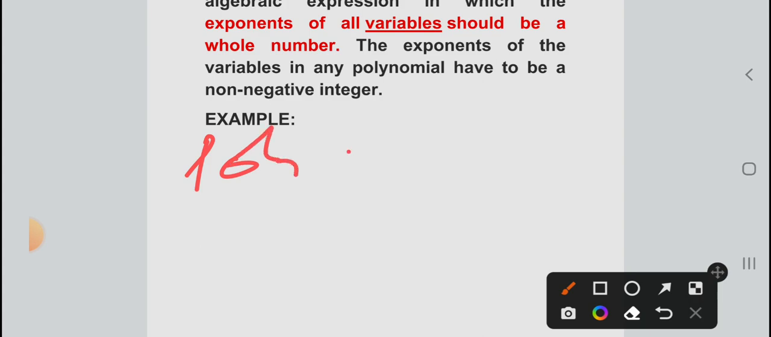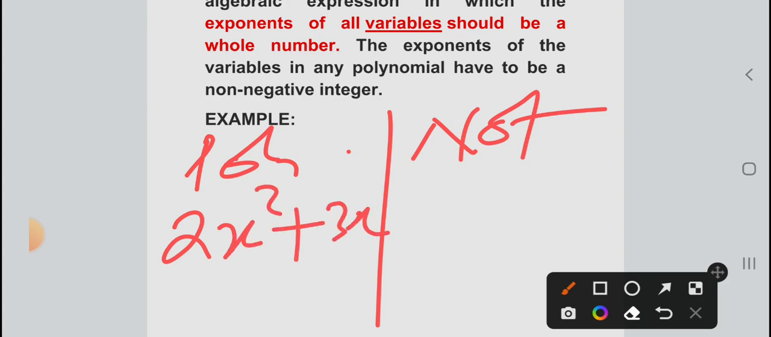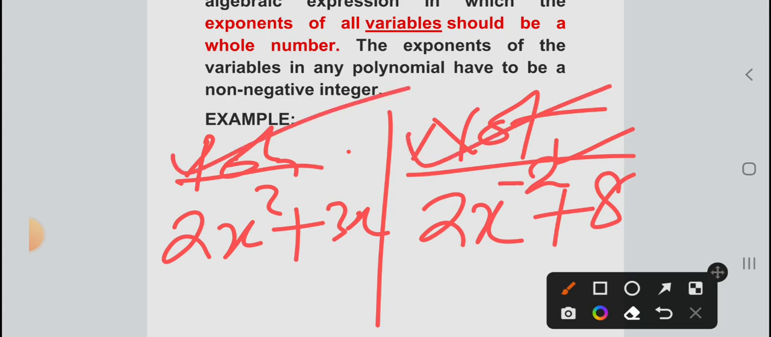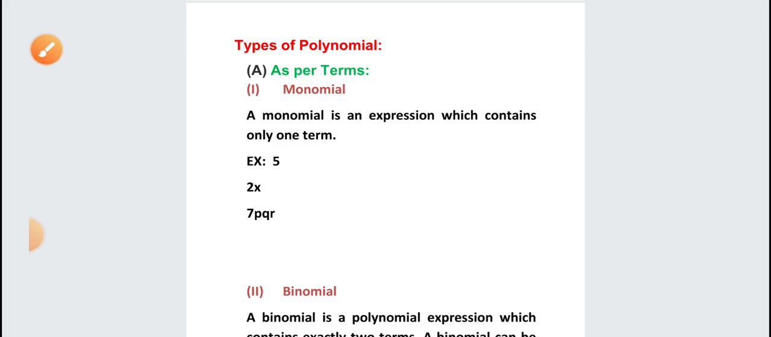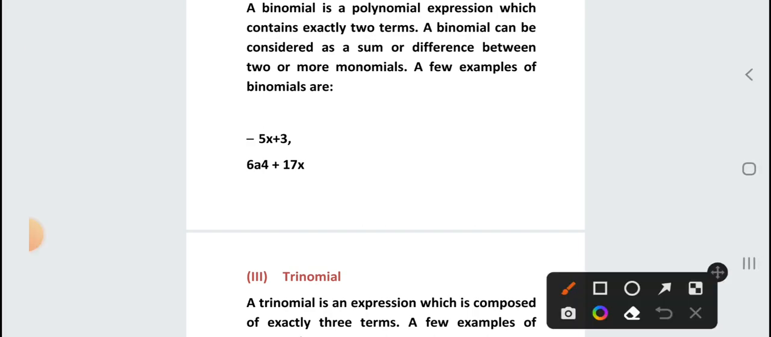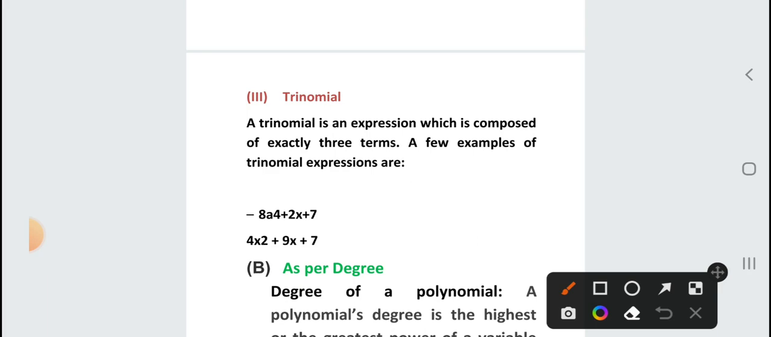Give headings of polynomial and not polynomial, and just write like 2x square plus 3x. This is a polynomial. But suppose you take 2x raised to the power minus 2 plus any number, it will not be a polynomial because its degree is minus 2. So in this way, you have to cite at least 5 examples in the polynomial category and 5 examples in the not polynomial category. Then cite 5 examples in monomial. In every category, just write 5 examples of your own. Don't search on your mobile or net. Just try to cite examples from your own mind.